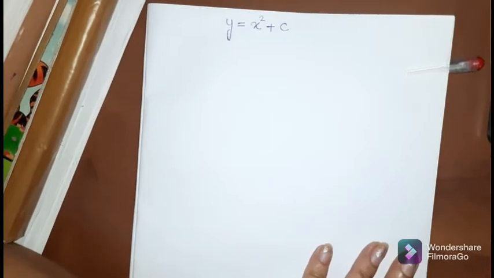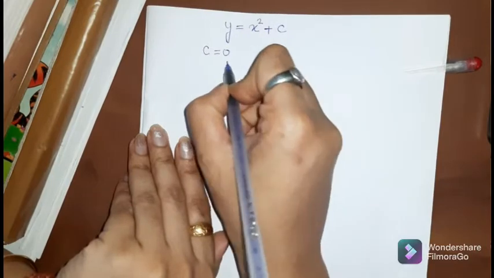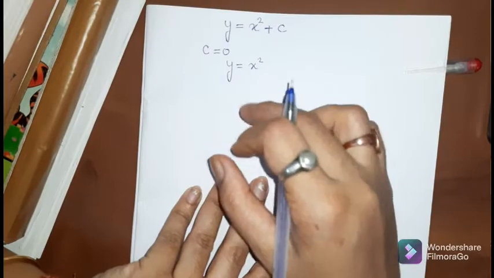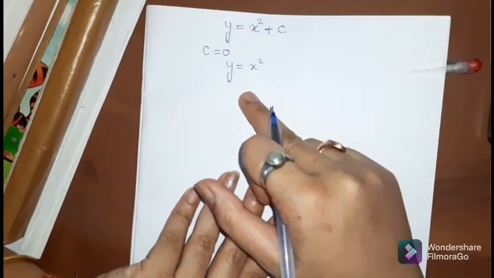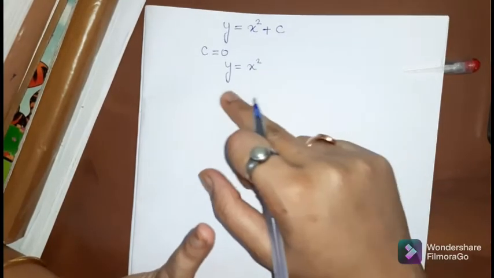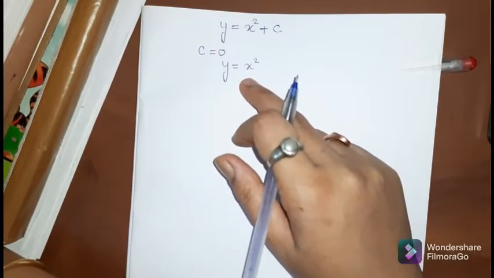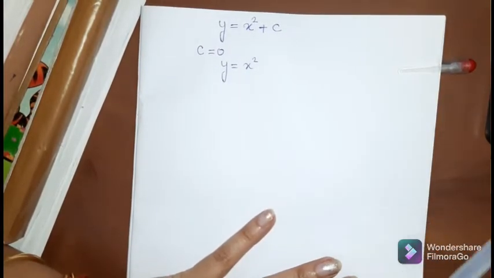When we apply different values to c we get different members. Suppose we put c equals 0, then we get y equals x square, and this is the equation of a parabola. You studied in your conic sections that we have 4 standard equations of parabolas, and this is another. Y equals x square is the equation of a parabola having its vertex at the origin.